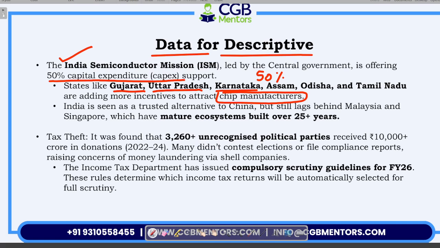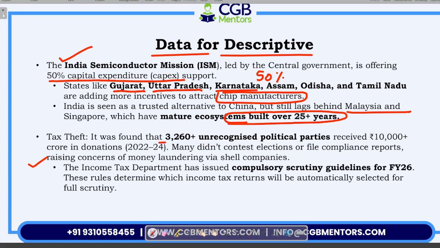Yes, India is seen as a trusted alternative, but is still lagging behind Malaysia and Singapore. They have developed these semiconductor ecosystems over a period of 25 years, which we have not been able to do. Right? Then there is an item on tax theft.